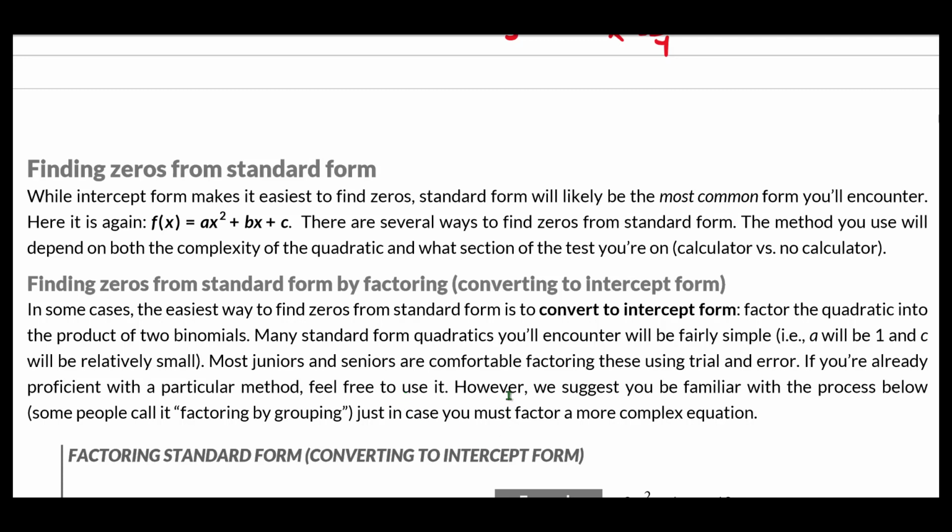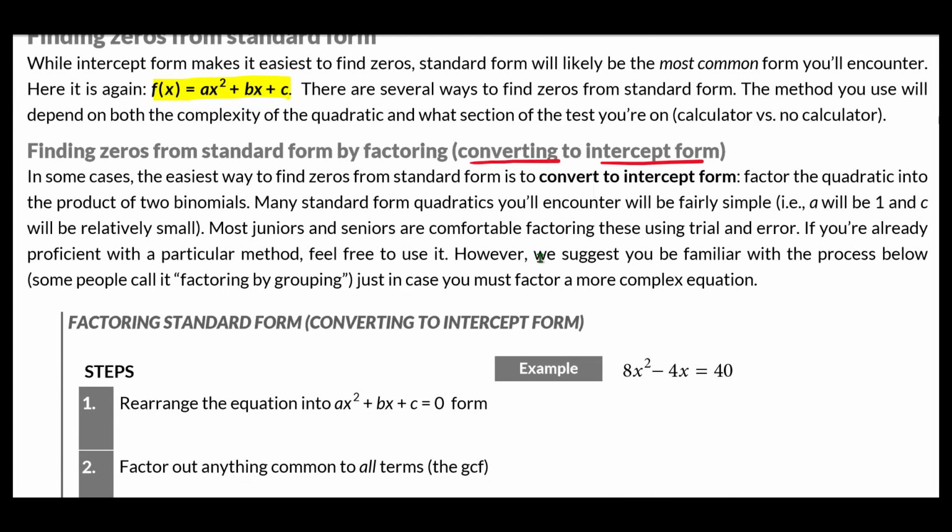But what we have to talk about right now is factoring. We have to talk about how we get standard form converted into intercept form. So first of all, let me back up here. Remember, standard form was that f of x or y equals ax² plus bx plus c. I did mention before that that tends to be the form that students are most familiar with when it comes to quadratics. What we can do if we're given standard form and we need the zeros, let's say we don't have a graph, let's say we're not given intercept form, well, we can convert standard form to intercept form by factoring.